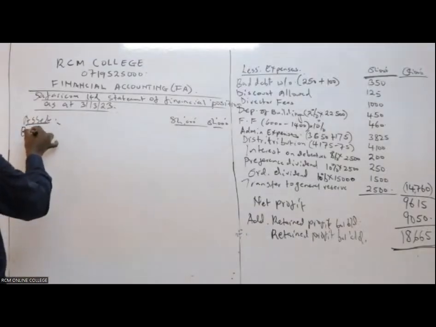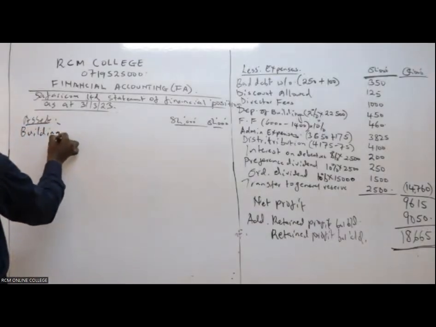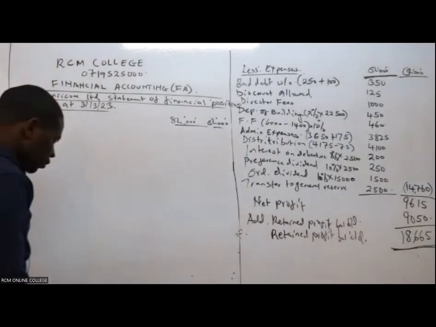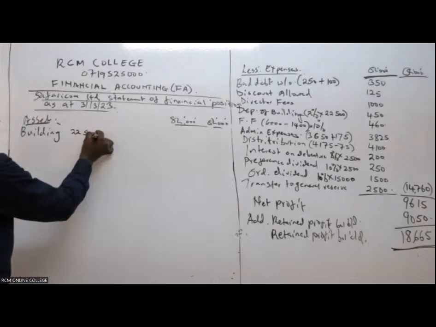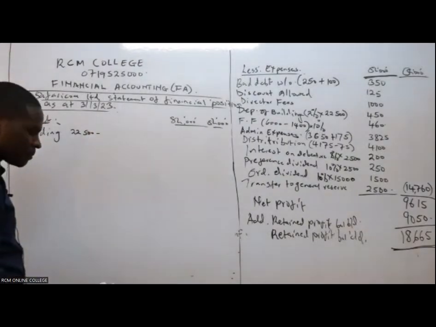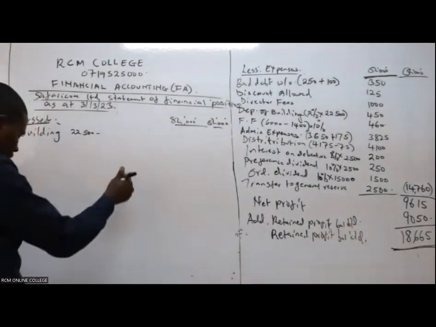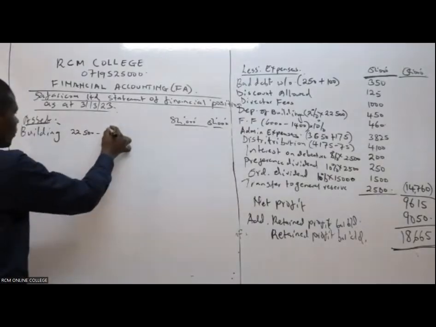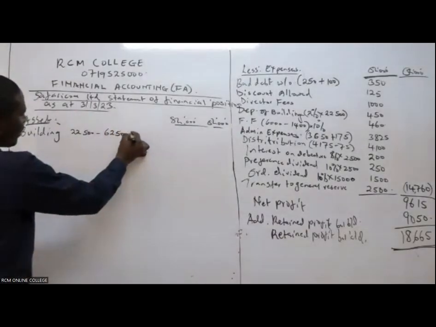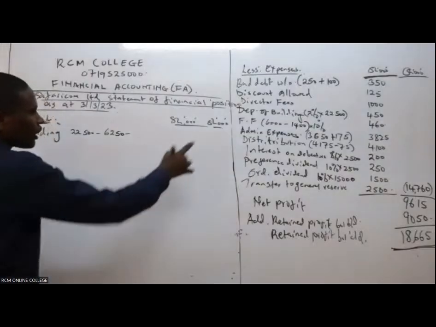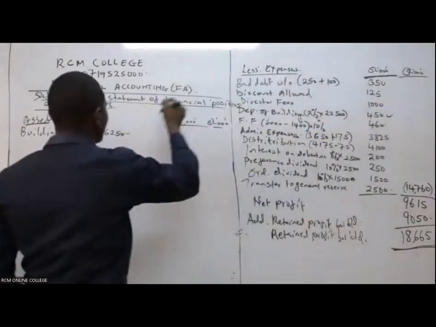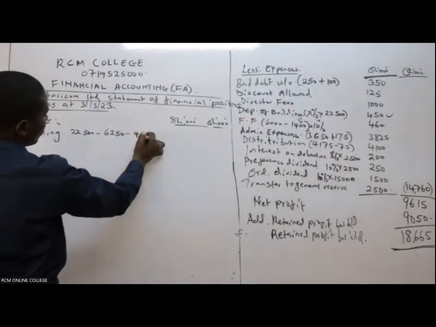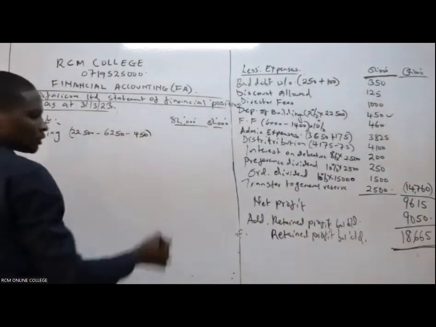So building, what will be the value of my building in this case? I have to check the cost. Cost was 22,500. I have to less the accumulated depreciation, which was 6,250, and then I less the depreciation for the year, which I was given. Depreciation for the year for building, I was given 450. And whatever I get, I put at the end column.